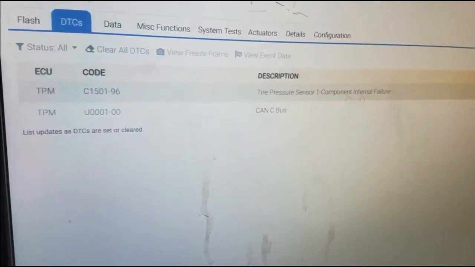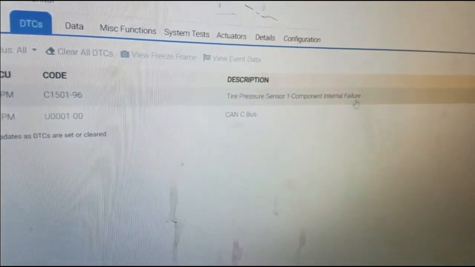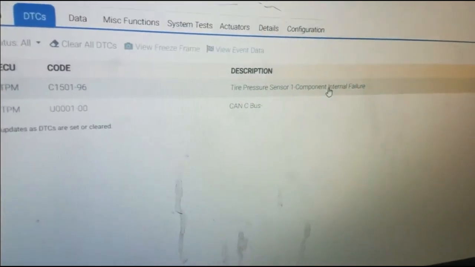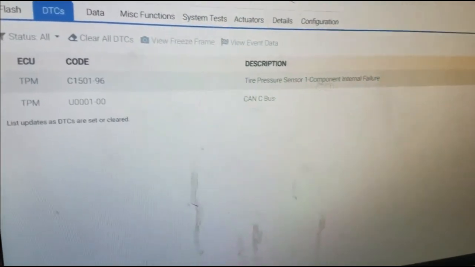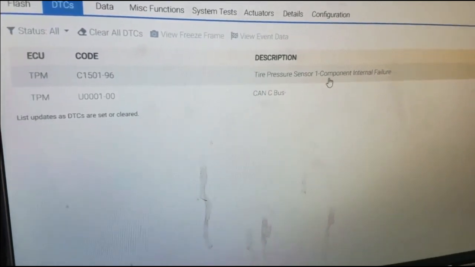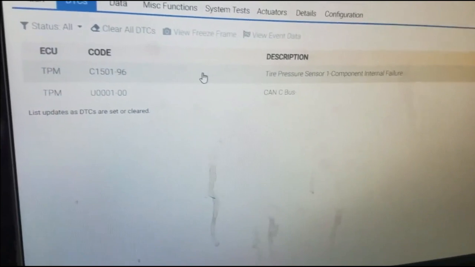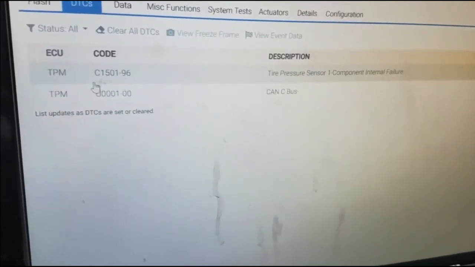But for the most part, sensor 1 is, y'all see that? Internal failure. So what that means, there's nothing you can do but replace it. No matter how much air you add into it, it's dead. It's internally shorted. The only remedy for it is to replace it. So I will have to go up to the parts department and price one out.